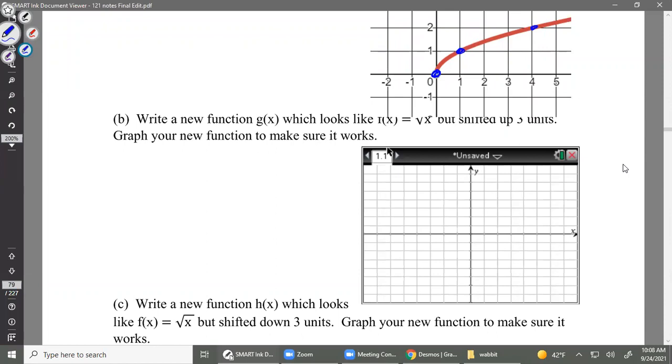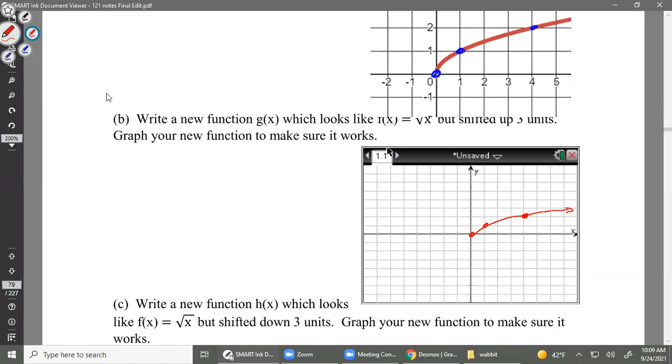So I'm going to graph my old one in red. We have the square root function, and I told you we had the points (0, 0), (1, 1), and then (4, 2). And the square root function looks like this. But now we want to graph it shifted up 3 units. We want to pick this whole graph up, move it 3 units up, and flop it back down.